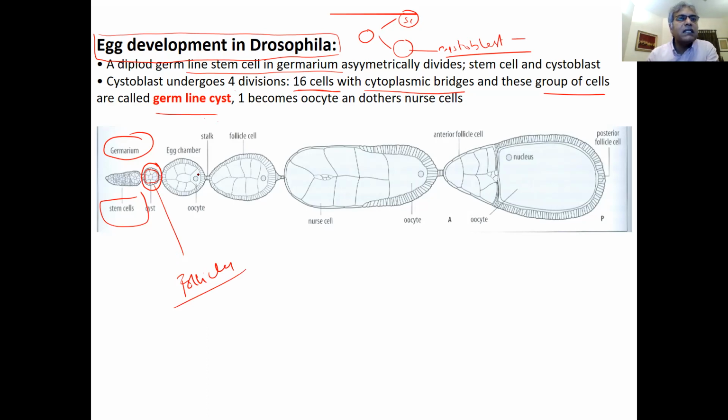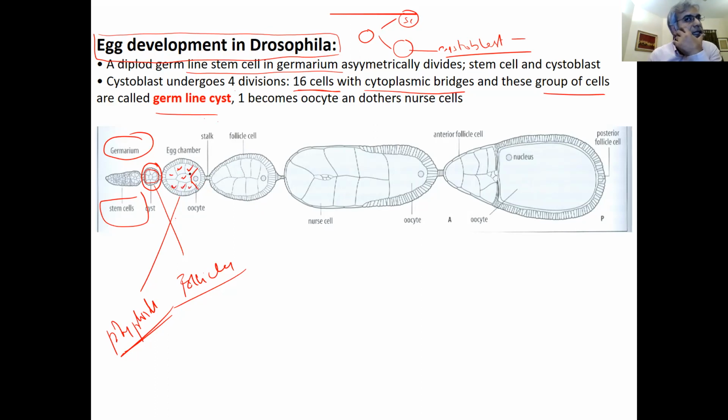Now, out of these cells, one of the cells becomes the oocyte. All the other cells enter into polyploidization. They are polyploids. They are no more diploid. They enter a very specialized cell cycle where they become 4N, 8N, etc.